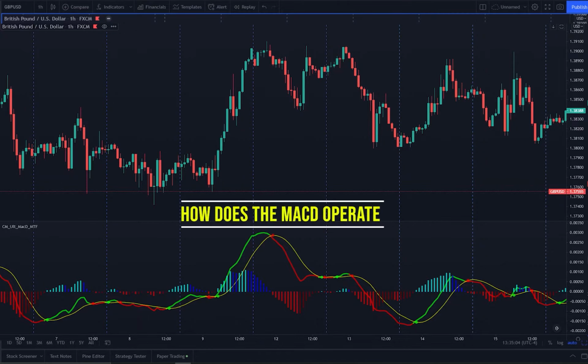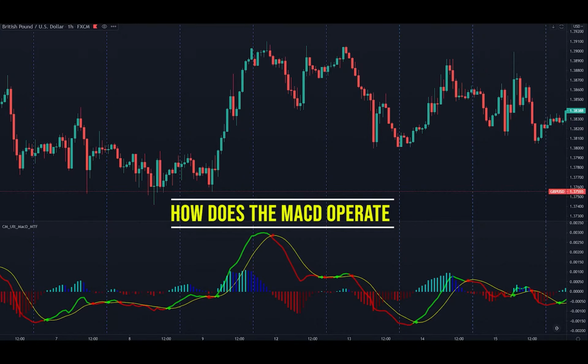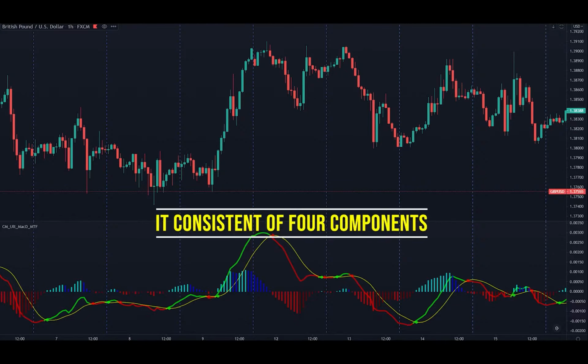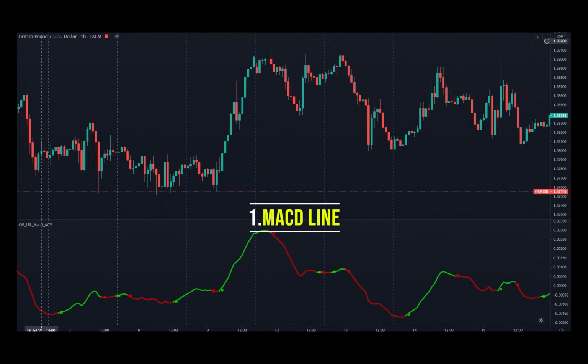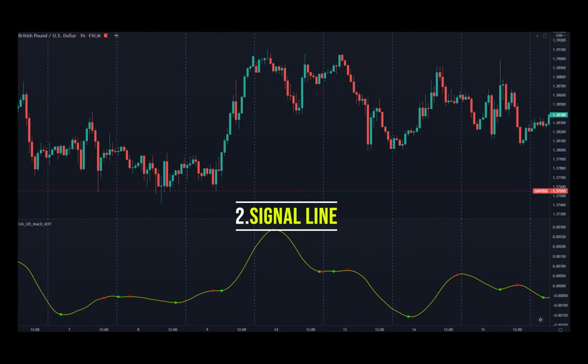Now, before we start, we first need to know, how does the MACD operate? It consists of four components. The MACD line moves faster and is more sensitive to price movement, which is why it is rougher than the signal line. The signal line reacts slowly to price, which in turn makes it much smoother than the MACD line.